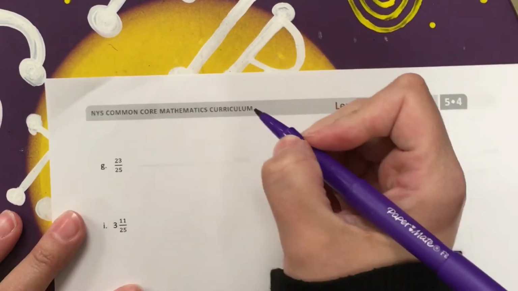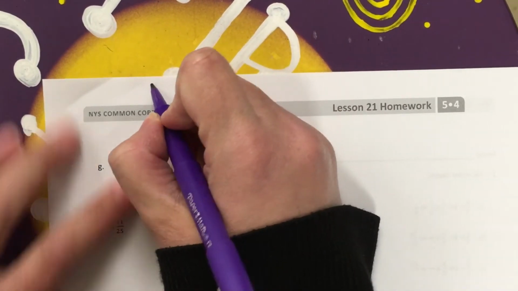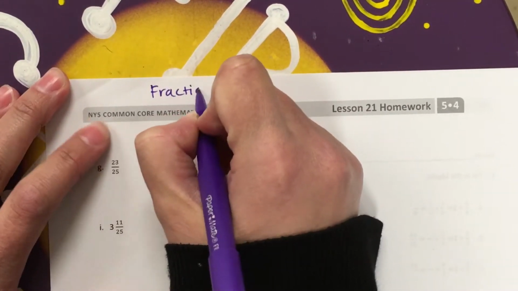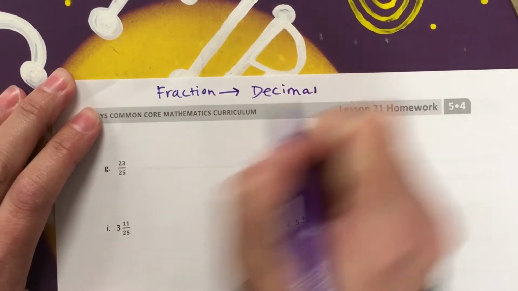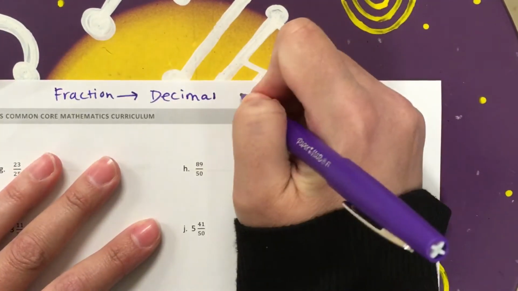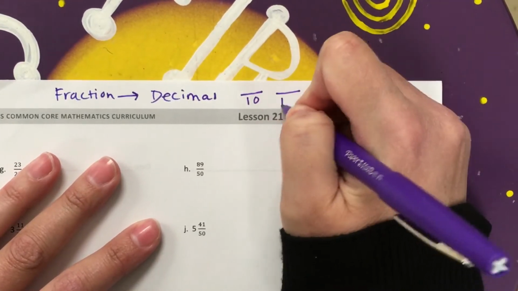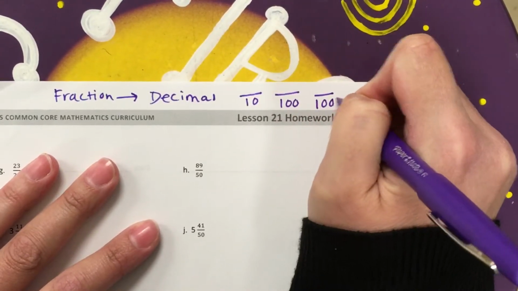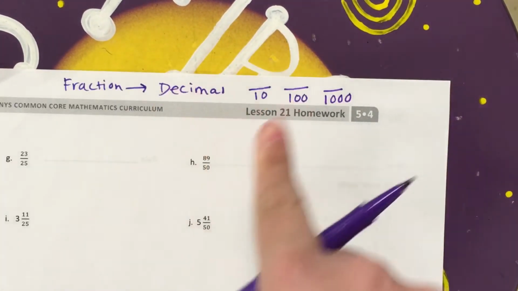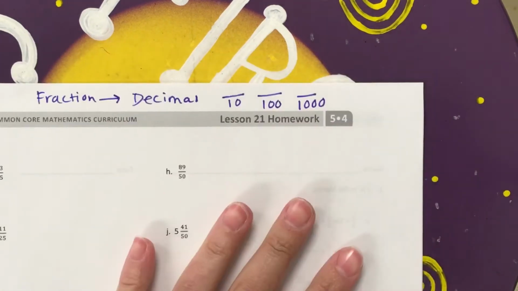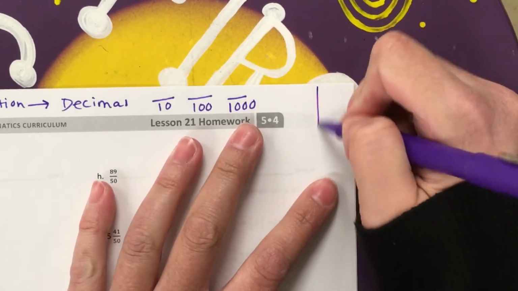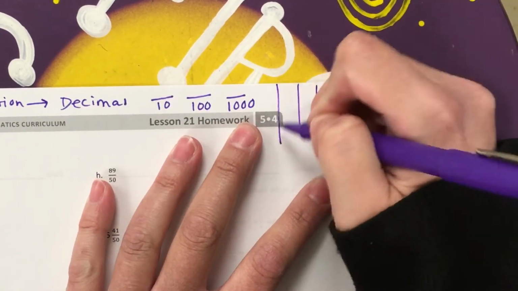So we talked in class about the idea that to go from a fraction to a decimal, we need to make sure that we have an equivalent fraction that has some magic denominators of 10, 100, or 1,000 in 5th grade. The reason we want an equivalent fraction with 10, 100, or 1,000 as the denominator is because that matches up really nicely with our place value chart.